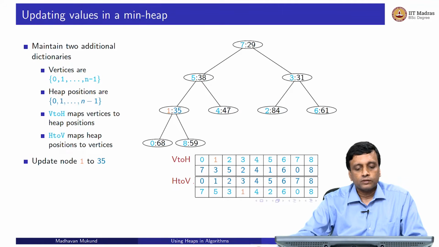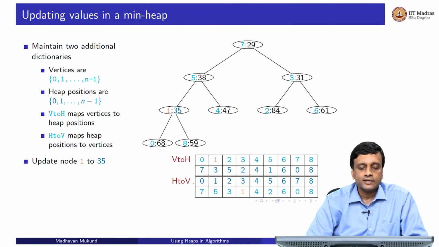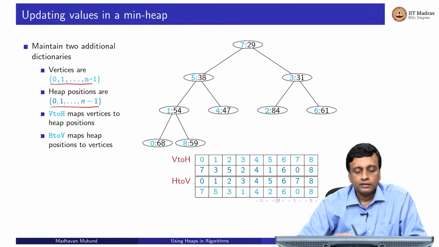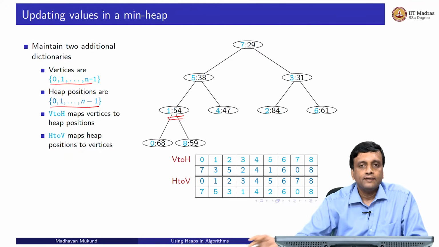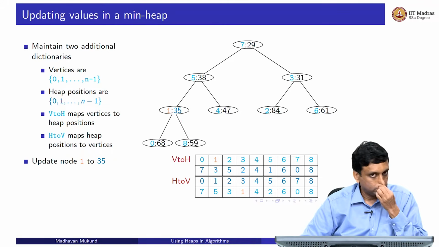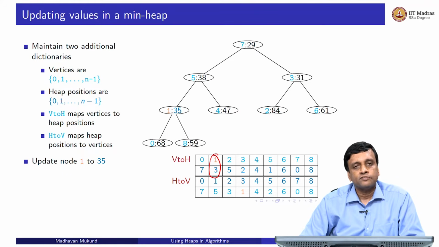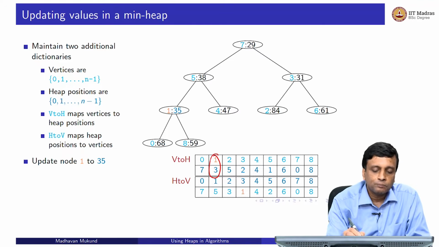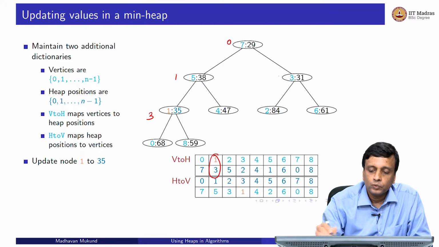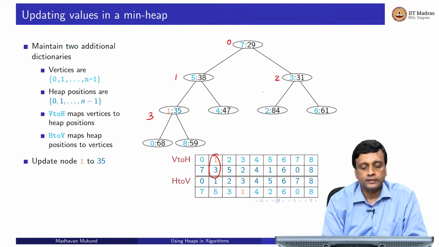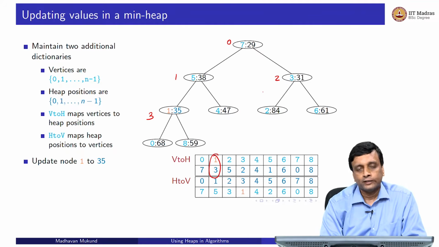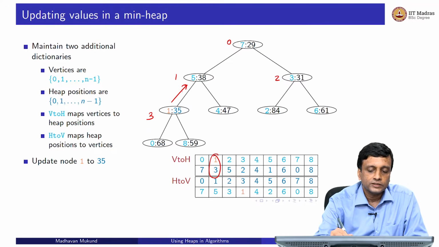So when I come to update, supposing now Dijkstra's algorithm says change the distance for 1, which was 54, change it to 35, right. So then I know that I am going to be doing something with this entry. So first I look at this vertex to heap, and I find that the node 1 is at position 3. So remember, this is position 1, 2, 3, right. So 0, 1, 2, 3. So now I know what position I have to update, and because it is a heap, I know its parent is at position (3 minus 1) by 2, which is 1, right. So I know this position.